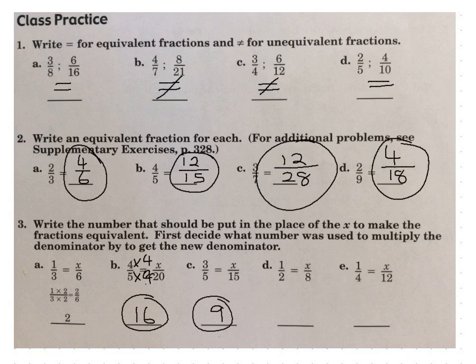2 times what is 8? 2 times 4 is 8. So if I do times 4 there, I got to do times 4 at the top. 1 times 4 is 4.